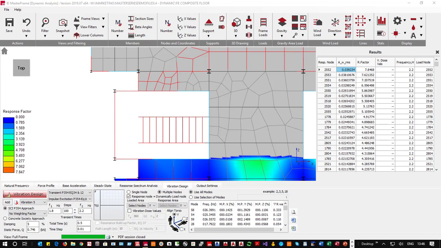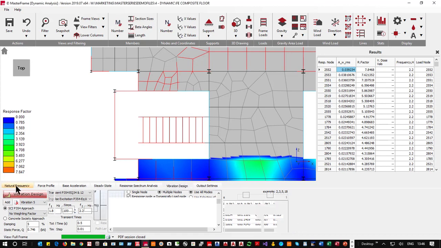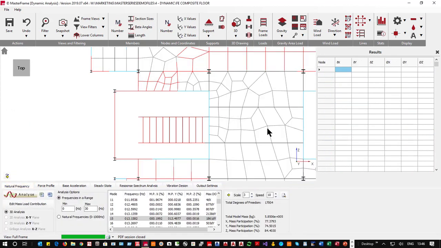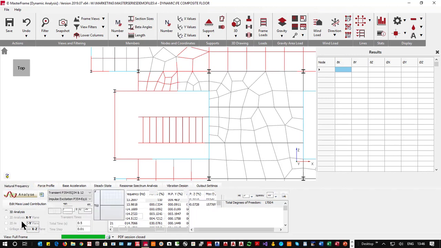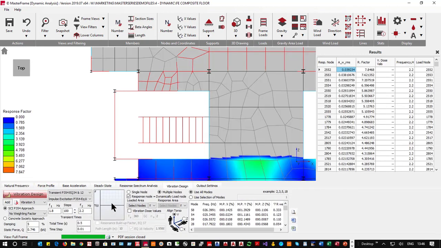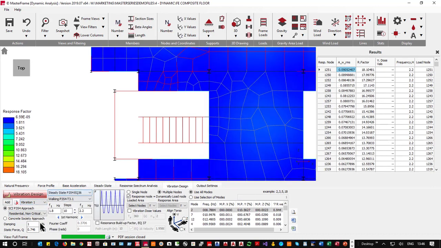Somebody's asking about the natural frequencies. Natural frequencies is a whole different ball game to floors. If you were dealing with a piece of machinery jumping up and down, yes, you might be interested in your natural frequencies. But in reality, we're using something in here called Fourier series. So that's the transient one. Let's go back to the first one. We're using Fourier coefficients and Fourier series.